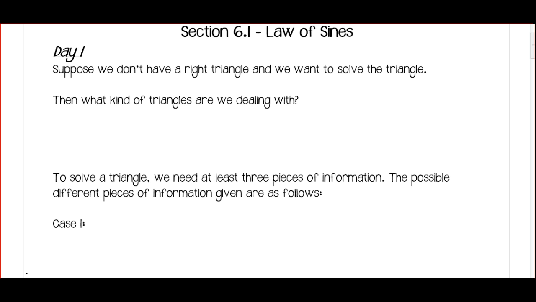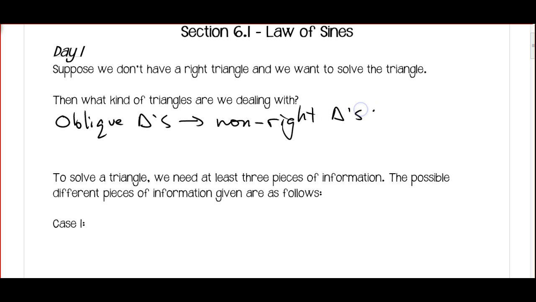So the kinds of triangles that we'll be dealing with are called oblique triangles. Okay, these are non-right triangles. So basically we've got obtuse and acute. Alright, so we want to solve, meaning find the missing parts of these oblique triangles.